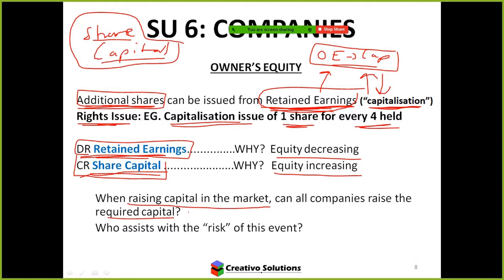Yes and no. So public companies can. Even if it's a public company, if you don't know the company, is the company going to sell shares? No. Correct. So when raising capital to the market, sometimes no one wants to buy those shares. Right, so who did we say is going to help with the risk of this event? In other words, wanting to sell shares but not able to sell shares.